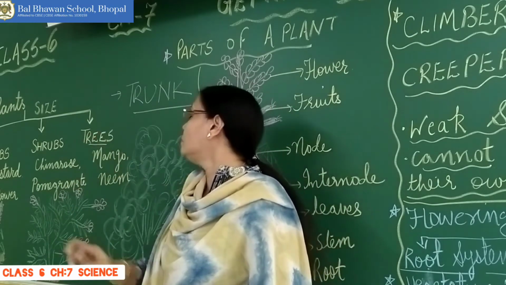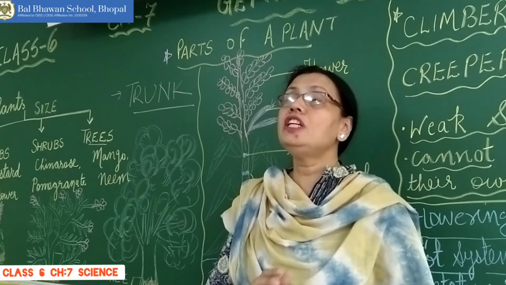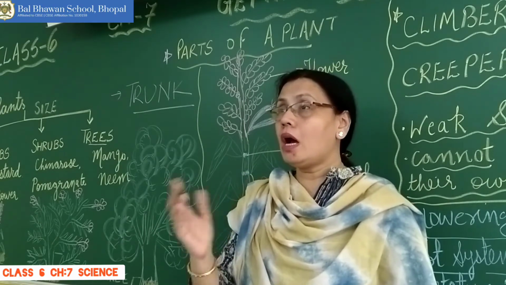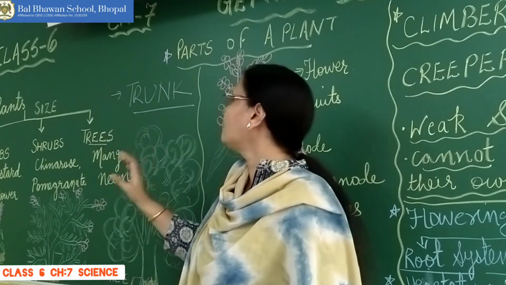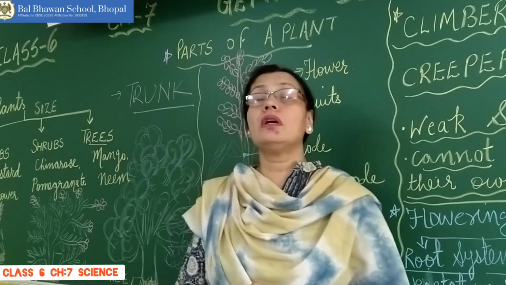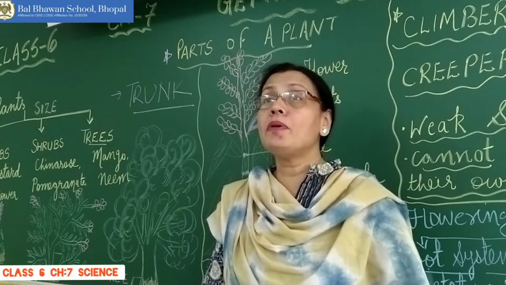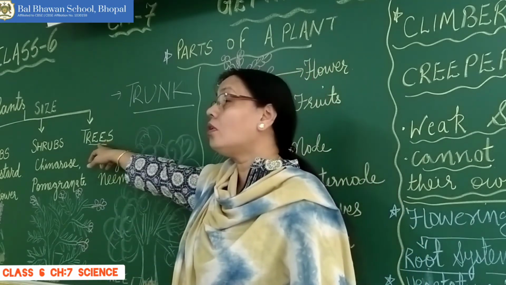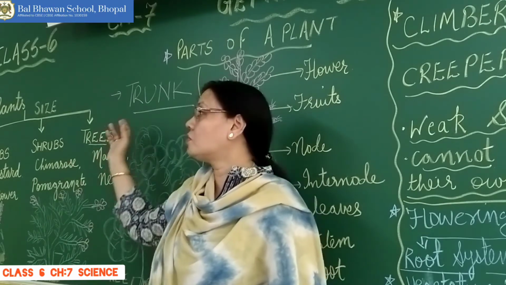Now coming to the trees. These are those plants which have very tall height, and the stem is very strong. There is a specific word used for the stem of trees, and that is called trunk. So the trunk is the woody stem which is dark brown in color and cannot be easily broken. It is not at all flexible, very strong. Such a stem is called the trunk.